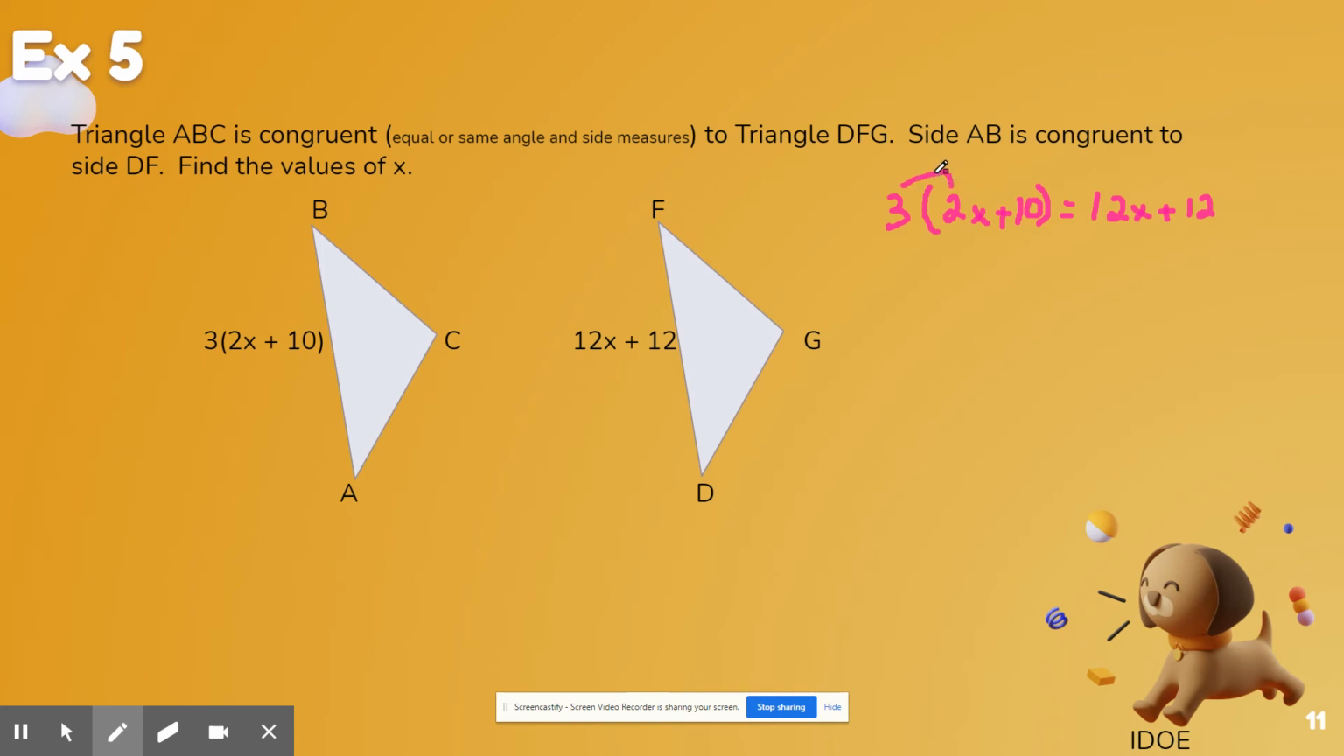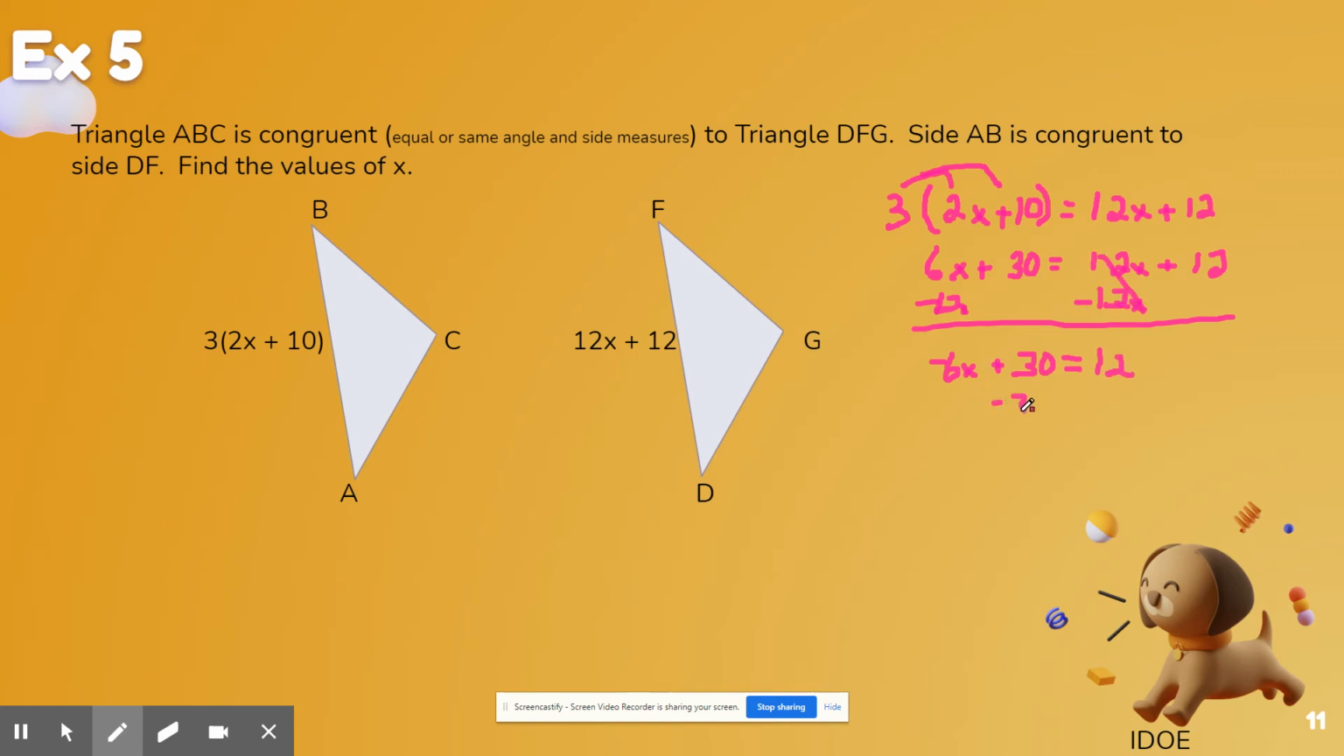So you're going to do distributive property first. That becomes 6x plus 30. It's equal to 12x plus 12. There aren't like terms, so we're going to move on to moving the variable left. So we're going to subtract 12x. Again, you can use calculators to do this if you would like. 6 minus 12 is negative 6. X comes with it. Plus 30 drops down. Equal sign drops down. 12 drops down because these 12s cancel.